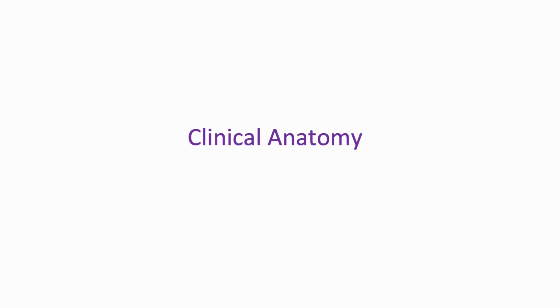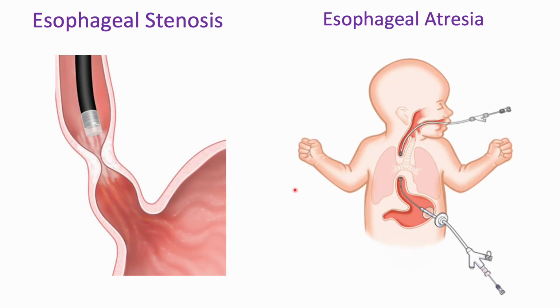All right, let's dive into some clinical anatomy. First thing I want to point out is that if the esophagus has any issues during development, two major or common things occur. One will be esophageal stenosis. So this is where the esophagus has a stricture, so that's going to limit food coming down. This can be an issue with feeding, especially in the neonatal period.